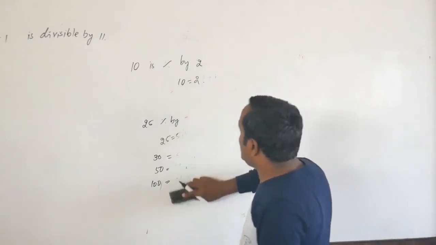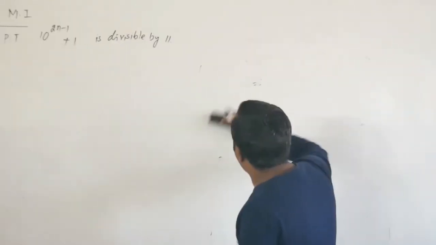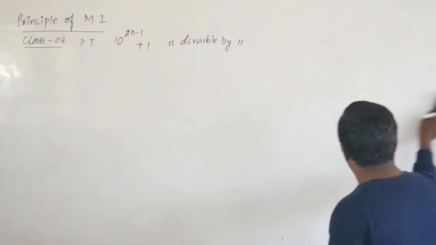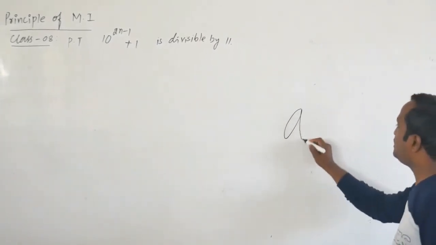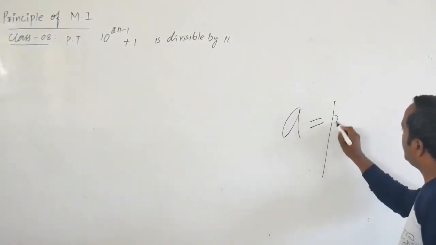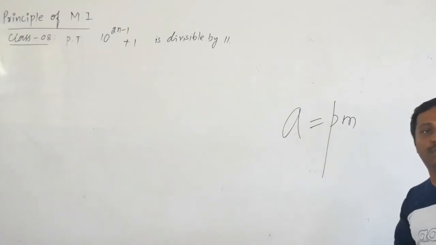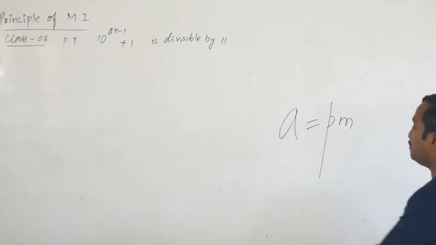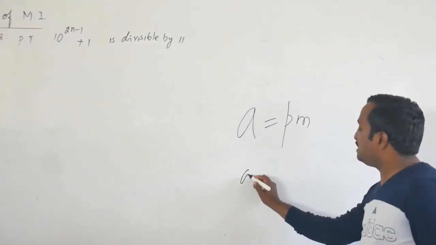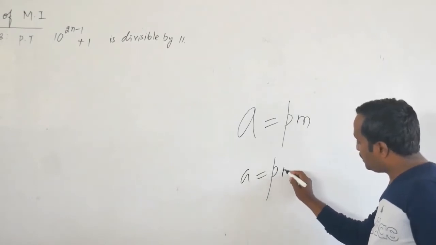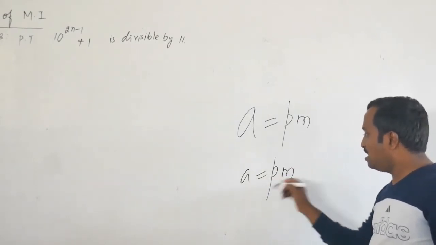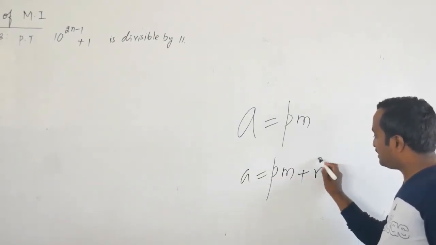So when a number is divisible, suppose generally A is divisible by P, you can write A is equal to P into M. Very good. Suppose P divides A and leaves R, this is nothing but a remainder.